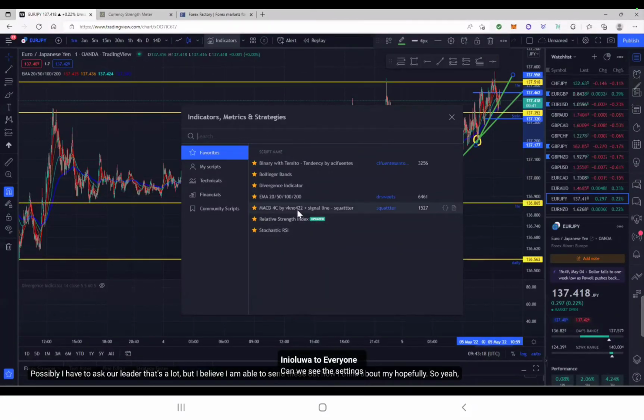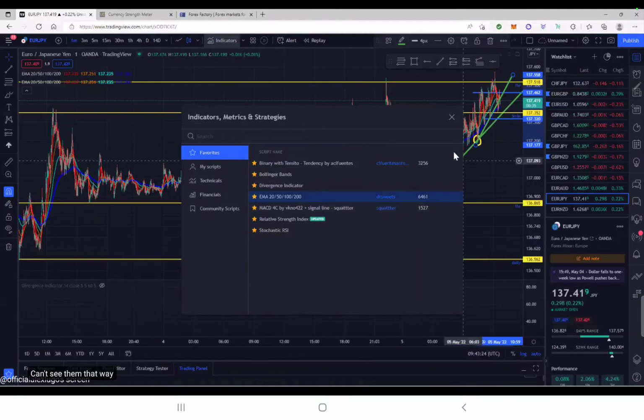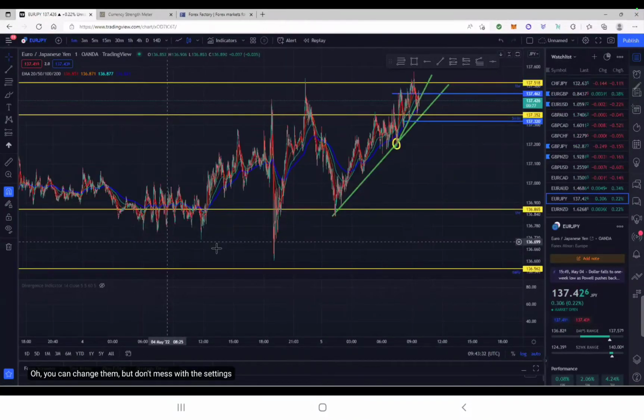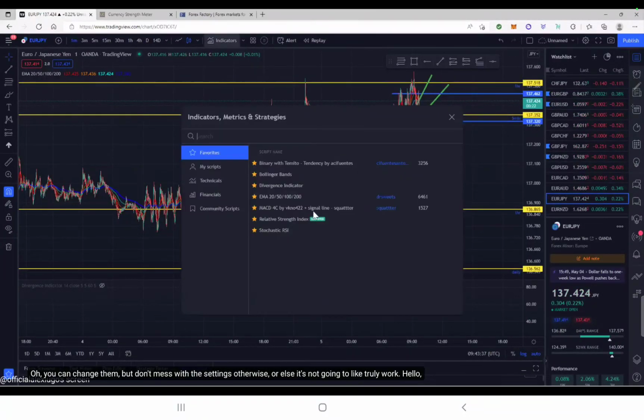So yes, default settings for EMAs, I don't change them. If you guys don't like the colors on them, if you can't see them that well, you can definitely change them, but don't mess with the settings otherwise, or else it's not going to truly work. I don't change the settings, so you don't really need to see the settings.